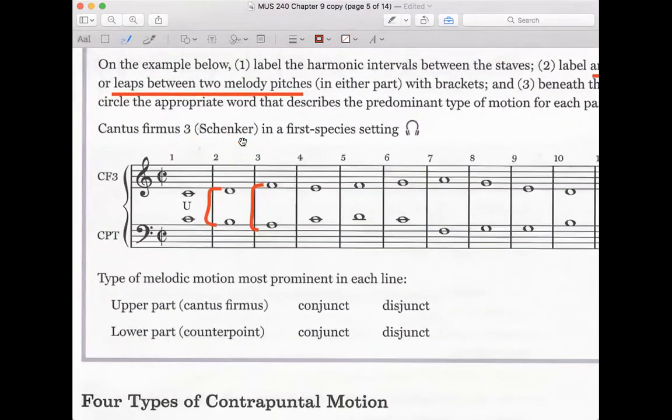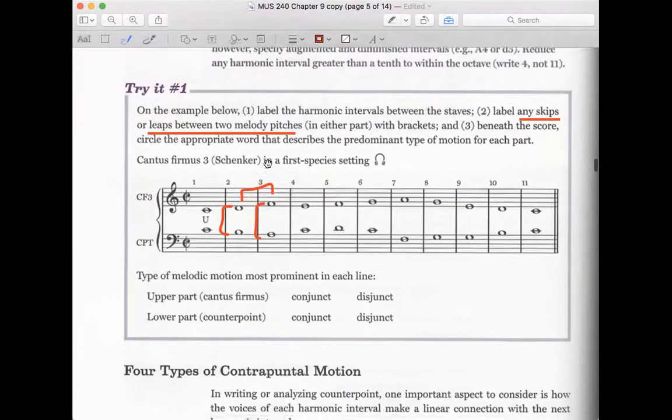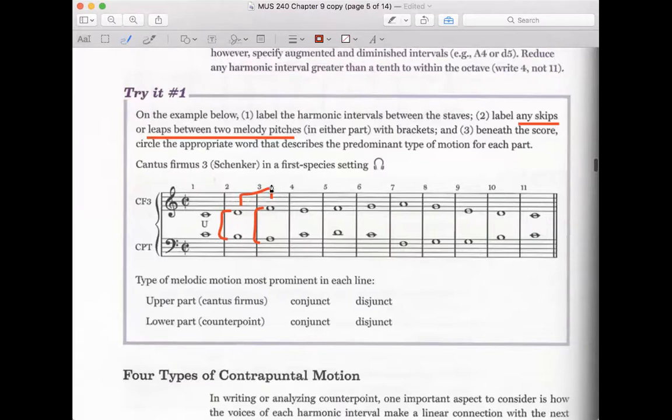Okay, so the distance between C and D, for instance, is that a skip or a leap or a step? And of course you're saying, oh, well, that's do re. Oh, that's just a step. Okay, so we're not going to label that. What about D to F? Well, didn't that skip over the note E? Pretty sure. Okay, so we're going to call that a skip. So that's what they mean by labeling any skips or leaps. Okay, so you're going to go through and look at motion from left to right.